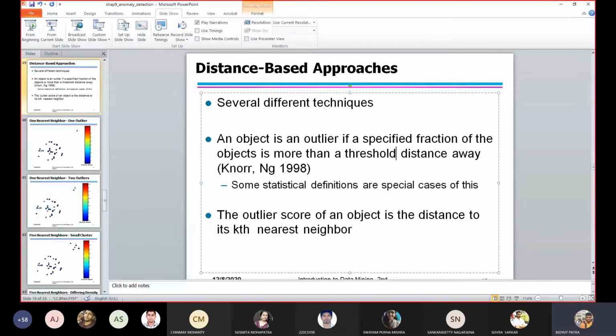Now Noor also gave in the same article that for each point one can identify the outlier score. What is the outlier score? It is nothing but the kth distance of the point. As you understand, the kth closest distance is called the kth nearest neighbor distance. Now if the point is an outlier, its kth nearest neighbor distance will be far compared to the other points.